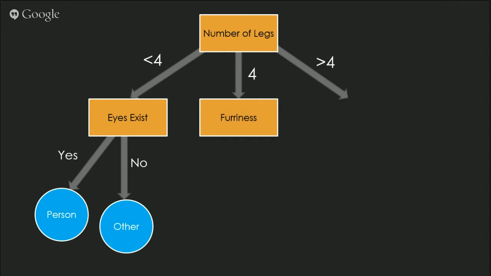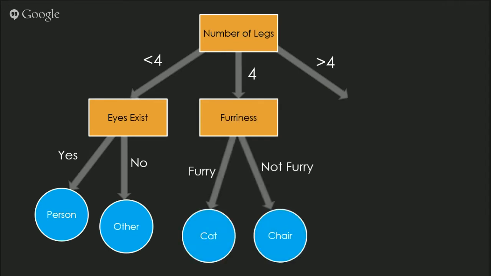If it has exactly 4 legs, then furriness becomes the most important. And if it's furry, it's probably a cat. If it's not furry, then it's probably a chair. And if it has more than 4 legs, that's just creepy. So we've generated this model now.